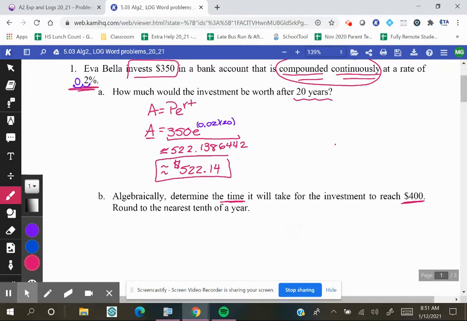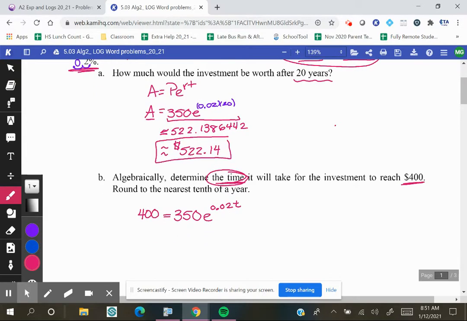So this one's a little bit different. She's still going to be investing her $350. E is not going to change. It's still compounded continuously, so it's still Pe^(rt). The rate is still 0.02, but this time we're looking for how long it's going to take. So I'm not giving you 20 years. I'm asking you how long will it take for her investment to reach $400. So this time the A will be your 400 because that's the amount we want in the end.